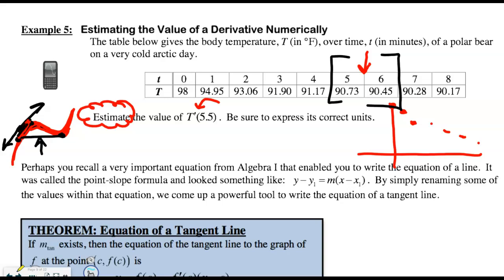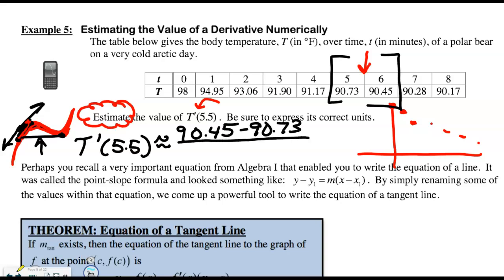You might want to write the word straddle or whatever, but our very best estimate for what that tangent line would be is to get right next to it and find the change in temperature, change in y, over the change in time.